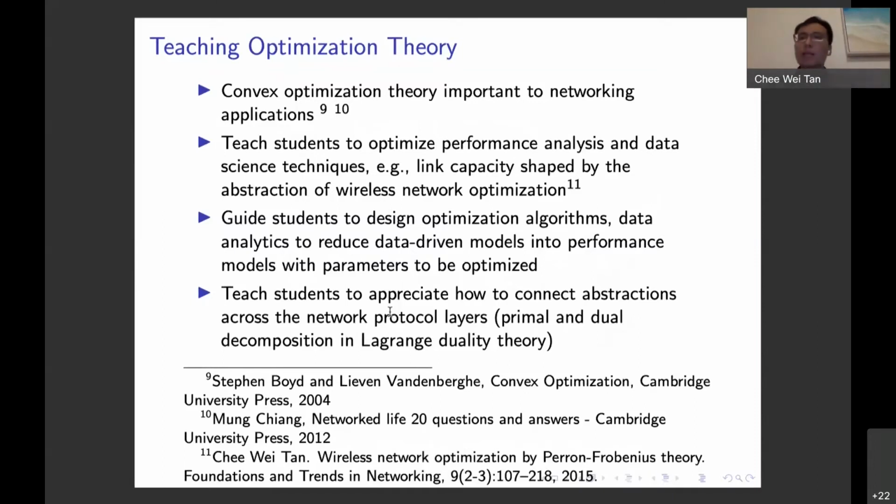For example, the physical layer, the medium access control layer, the network layer, the congestion control layer, and then the application layer. Each of these layers indeed can have their own form of abstractions. So abstractions would coexist with abstractions, and they interact with one another. If we go one step further, maybe there are other ways to abstract, for example, application layers, and how would that in turn affect the congestion control layers and so on.